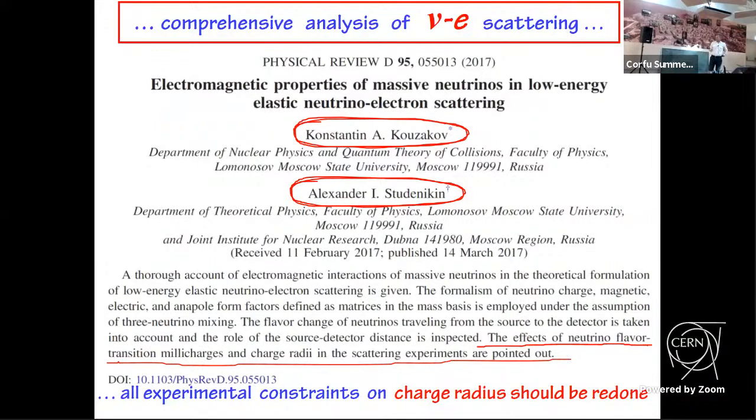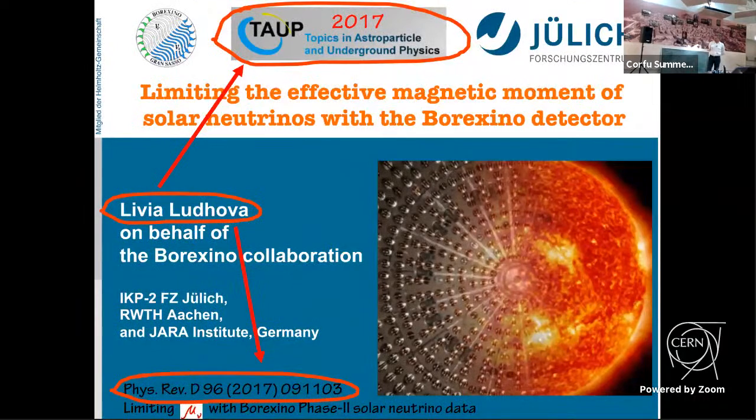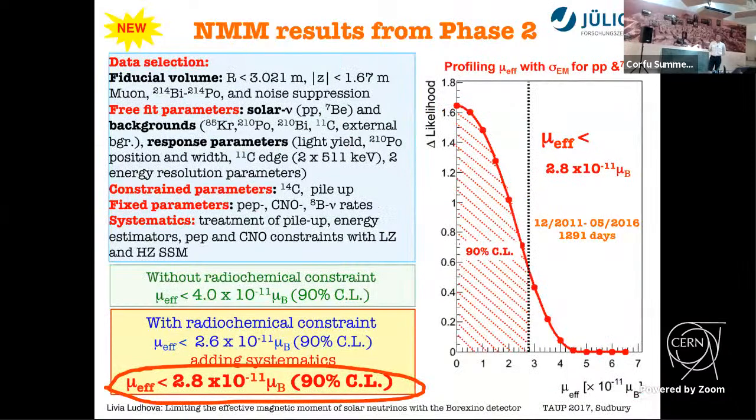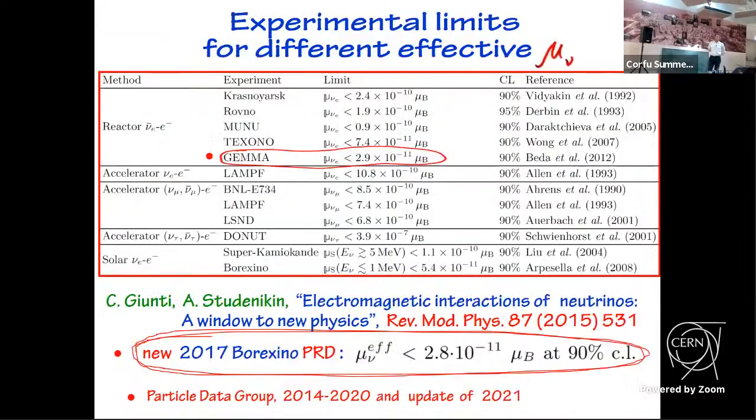The most comprehensive analysis of neutrino electron scattering, accounting for mixing and oscillations, was performed in our studies together with Kouzakov, and we have made several statements, especially related to the charge radius, but I will come back to this later on. So in 2017, the Borexino collaboration published their results for the magnetic moment of neutrino, that is 2.8 times 10 to the minus 11 Bohr magnetons. This is the summary of available constraints obtained by different experiments in different years, and all these numbers are included in the Review of Particle Properties by the Particle Data Group.